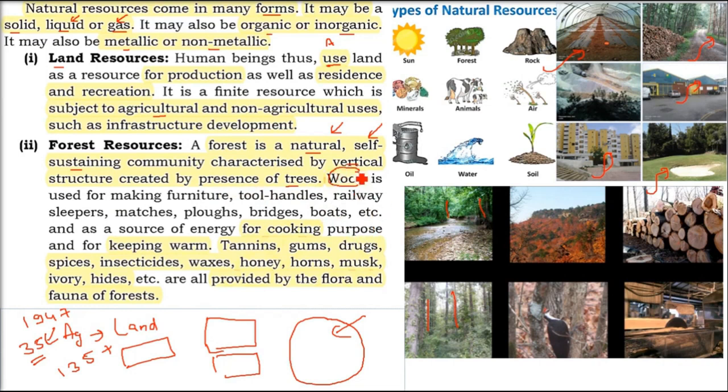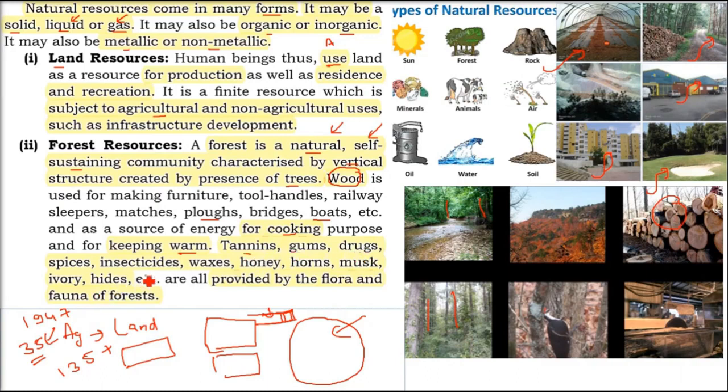So these trees give us wood. And by wood, we can make various things. We are making railway sleepers, matches, plows, bridges, boats. Even in our house, we have furniture made up of this wood coming from the forest, small to big. This forest and the wood become so important. We are also using it for cooking purposes. In the village area, the rural area, this wood is mainly used for cooking. And if you go to winter areas, we light a fire to keep ourselves warm.